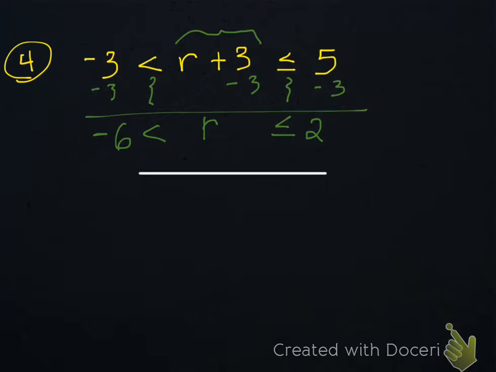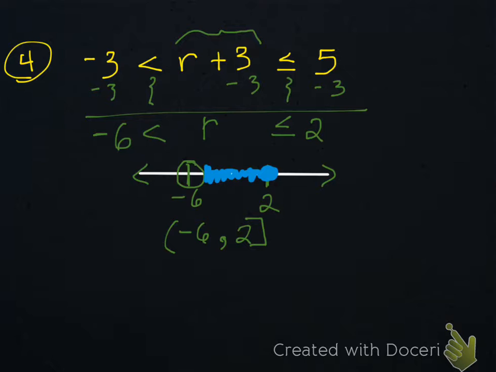So on our number line, we're going to put in our values. The negative 6 goes on the left. 2 goes on the right. Okay. The negative 6 gets an open dot, but the 2 gets a solid dot. Now where do we shade? R's in the middle, shading's in the middle. Super easy to remember. Okay, in interval notation, negative 6 is on the left, comma, 2 on the right. Negative 6 is an open dot, so it gets a parenthesis. 2 is closed, so it gets a bracket.